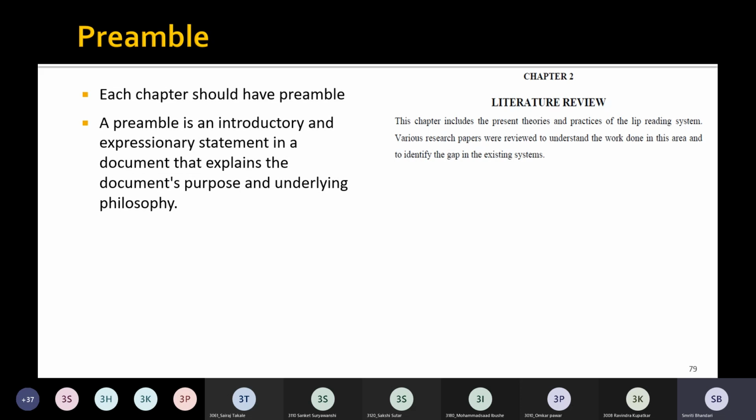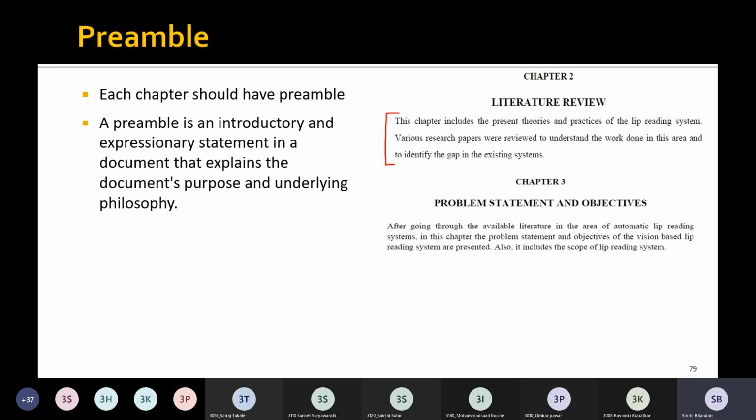Okay, so we have seen the examples also. If we have in our report chapter number 2 that deals with literature review, then this is the preamble that we should provide. So this preamble actually describes what has been included in this chapter. See here, for example, this chapter includes the present theories and practices of the lip reading system. Various research papers were reviewed to understand the work done in this area and to identify the gap in the existing systems. So this is the preamble that we have written for this literature review. Similarly, we should write the preamble for every chapter, even for every section also.